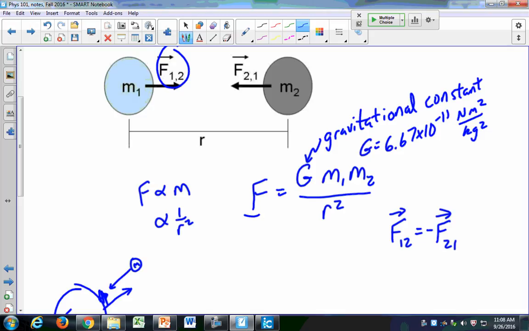It quadruples. Because if we look at this expression right here, if I have r and then I square it, that's going to give me a factor of 4 over here. So you will see some questions like that: if I change the mass or the distance between the particles, what will happen to the force? And also this idea that these are equal and opposite forces is a nice application of Newton's third law.